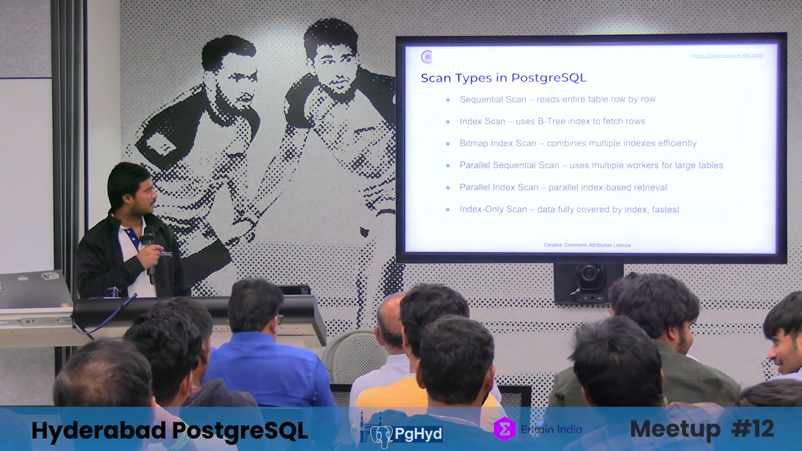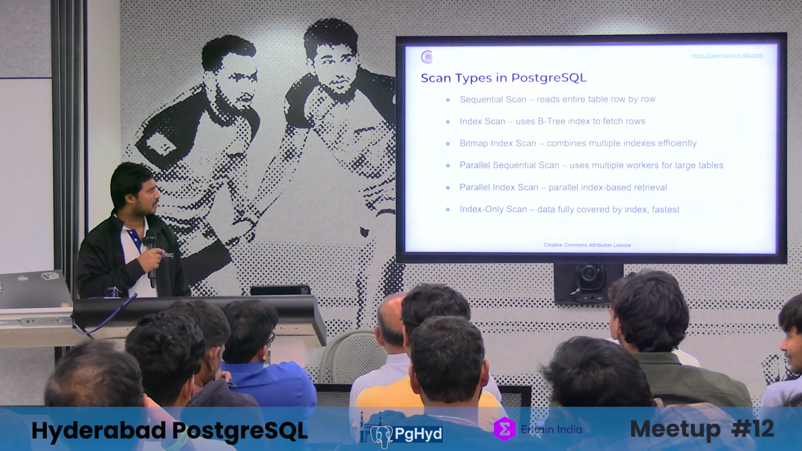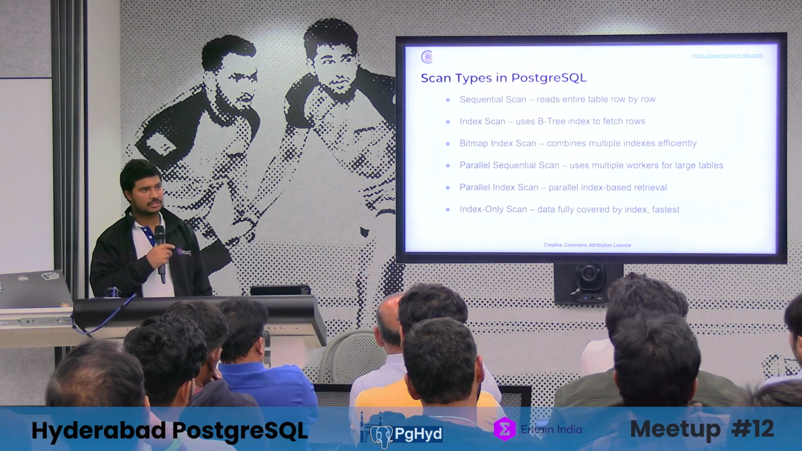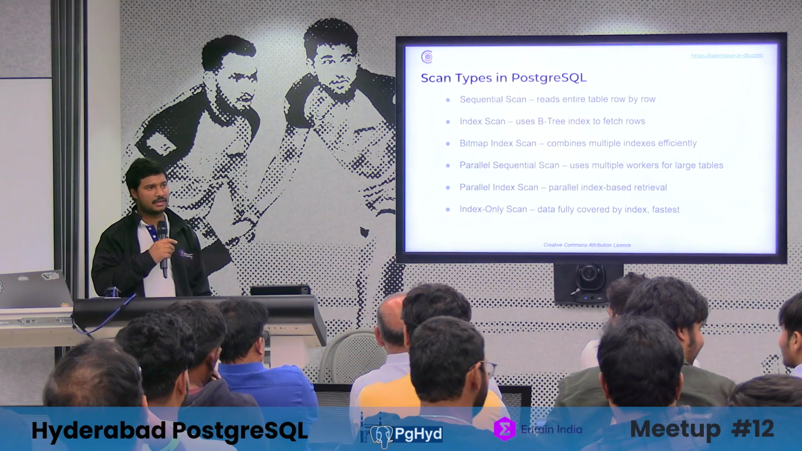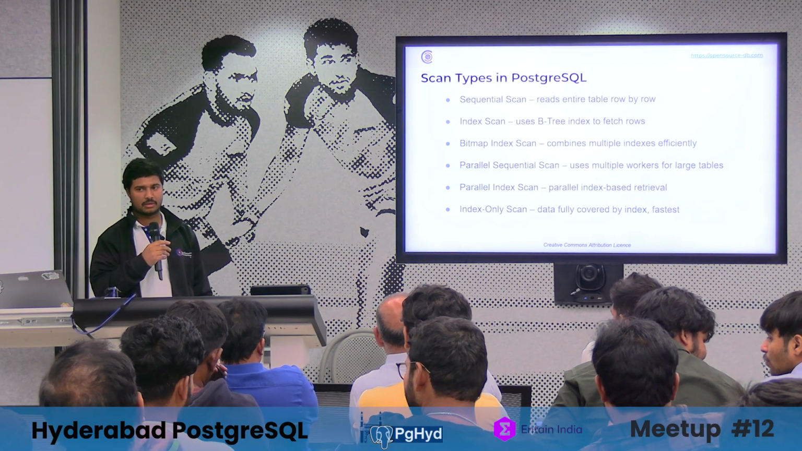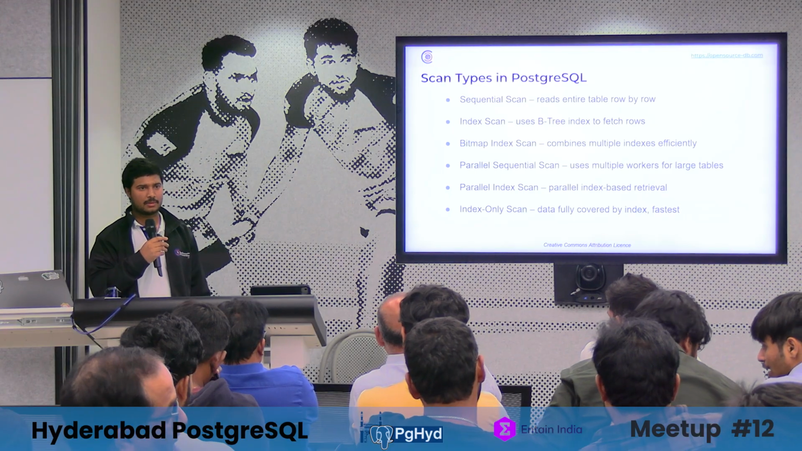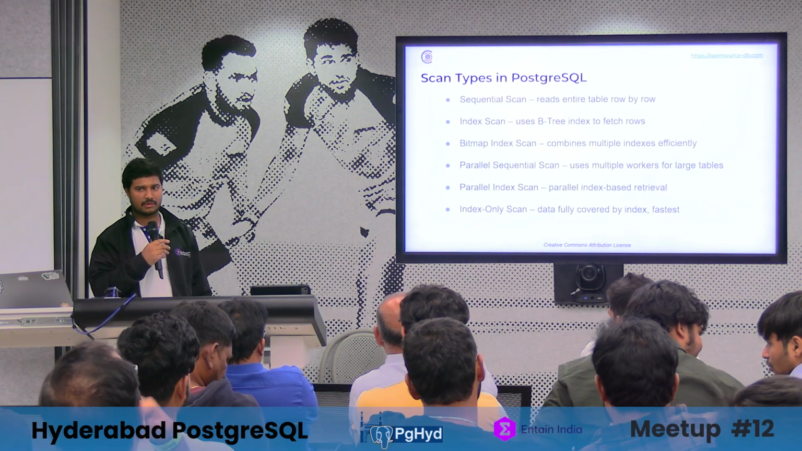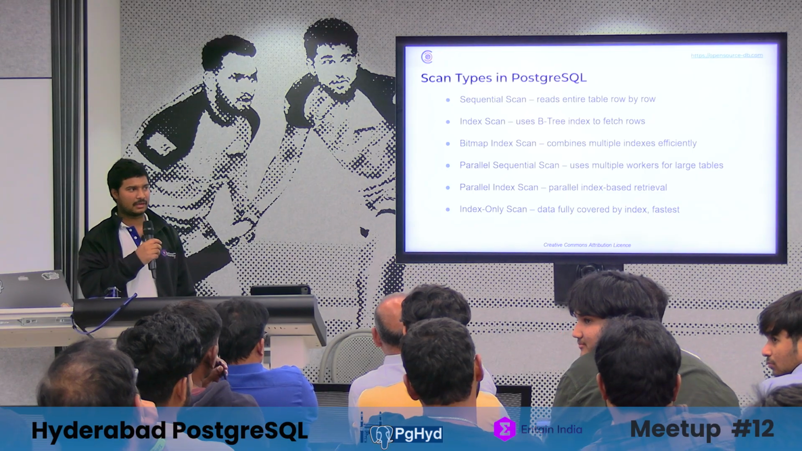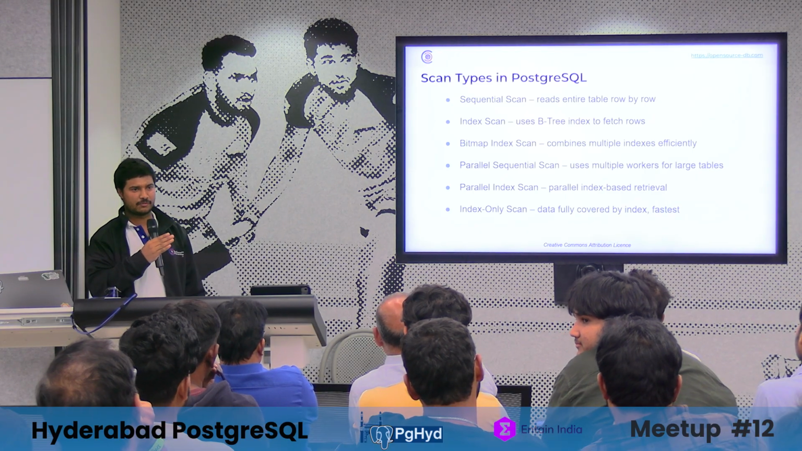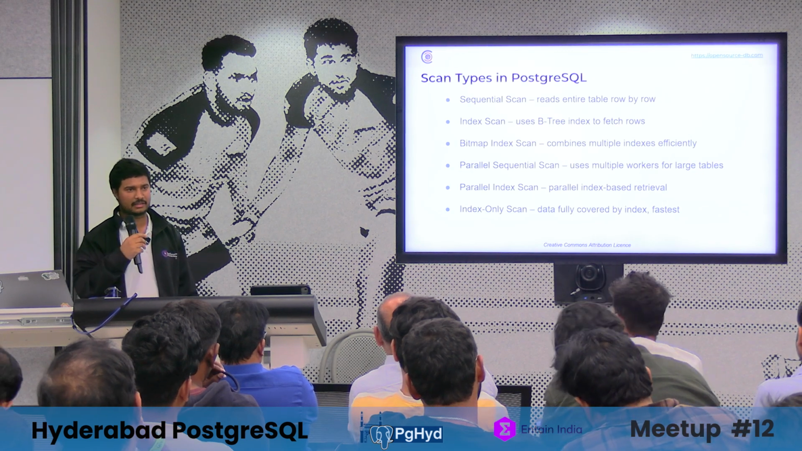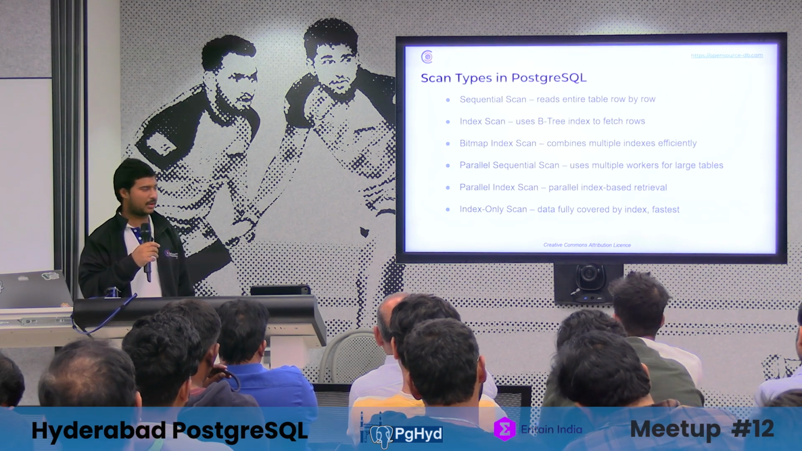And coming to the parallel sequential scan, whenever we have larger tables, it collects the information using multiple workers. Using workers, it runs at the same time. It splits the operation into multiple small chunks and gathers the information at the same time.